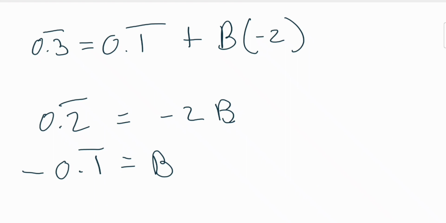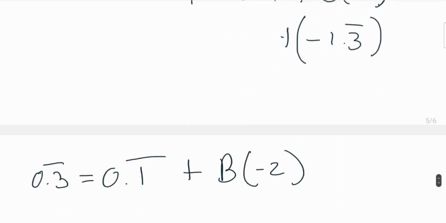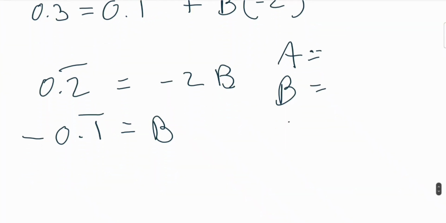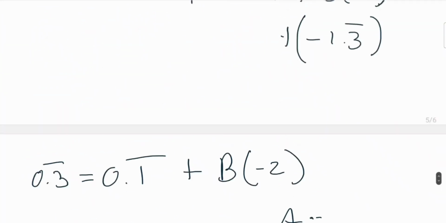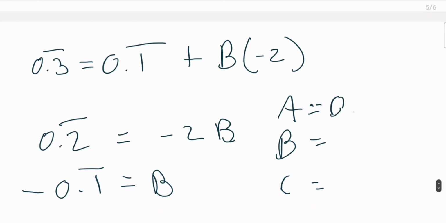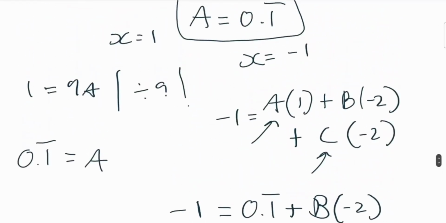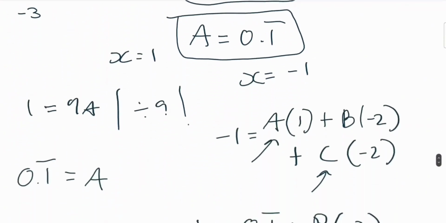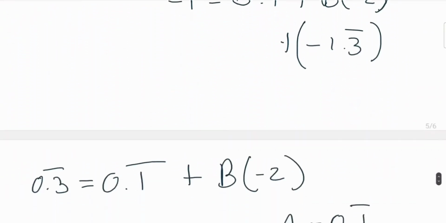Okay, so we actually have some really yucky numbers here. We have all recurring numbers, so this is going to be a bit more difficult than the last one. Okay, so we are going to, again, write what each variable is equal to. Okay, so A is 0.1 recurring. B is negative 0.1 recurring. And C is 0.6 recurring. Okay.